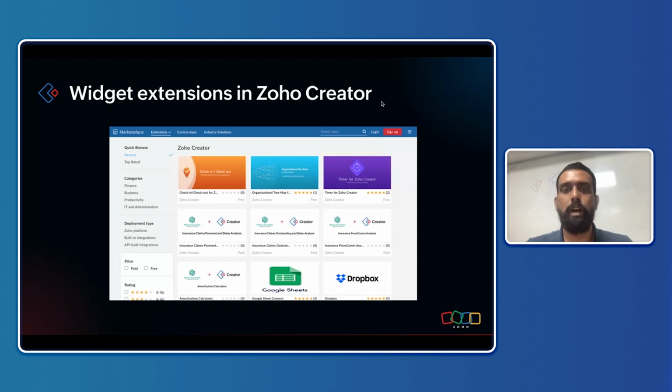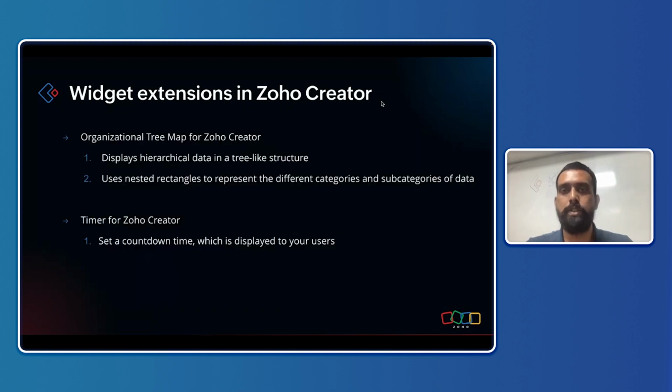Now that we have seen how to install the widget extensions and the places where you can install them, let's look at some widget extensions in Zoho Creator. The first one is the organizational tree map for Zoho Creator, with which you can display the hierarchical structure of an organization in a tree-like manner, with nested rectangles representing different categories and subcategories.